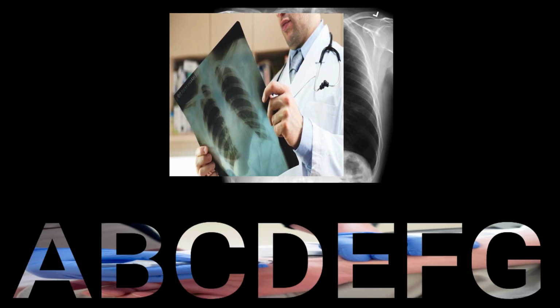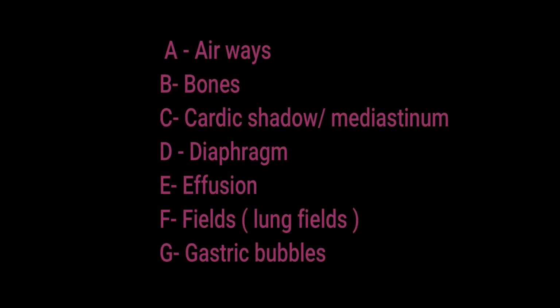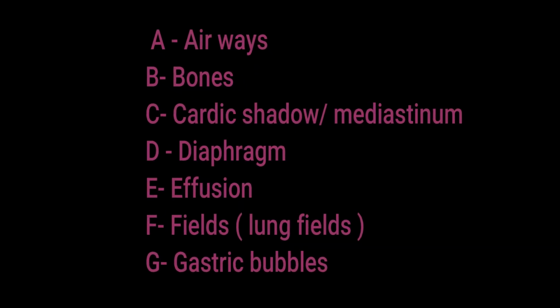You can see here a short key: A, B, C, D, E, F, G. Here A for airways, B for bones, C for cardiac shadow and mediastinum, D for diaphragm, E for effusion, F for fields, basically lung fields, and G for gastric bubble. At the end you can see LTD: L for lines, T for tubes, and D for devices.